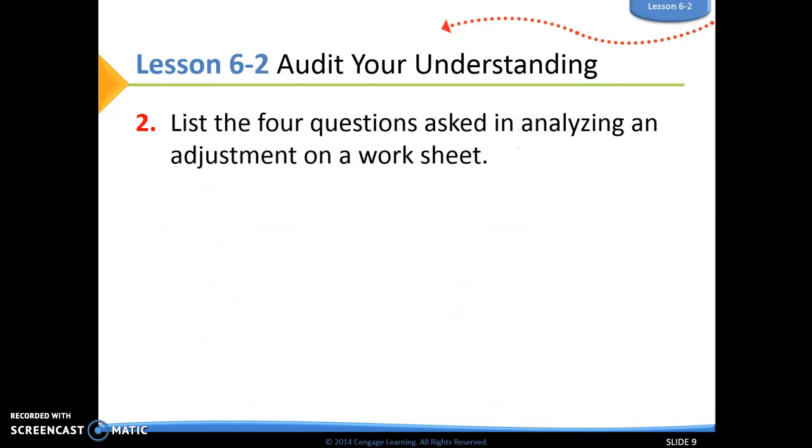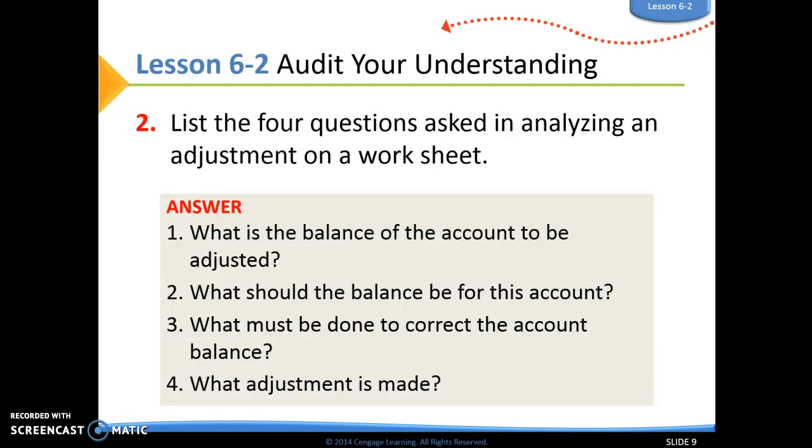Number two, list the 4 questions asked in analyzing an adjustment on a worksheet. First question that we should ask is, what is the balance of the account to be adjusted? 2, what should the balance be for this account? 3, what must be done to correct the account balance? And then 4, what adjustment is made?